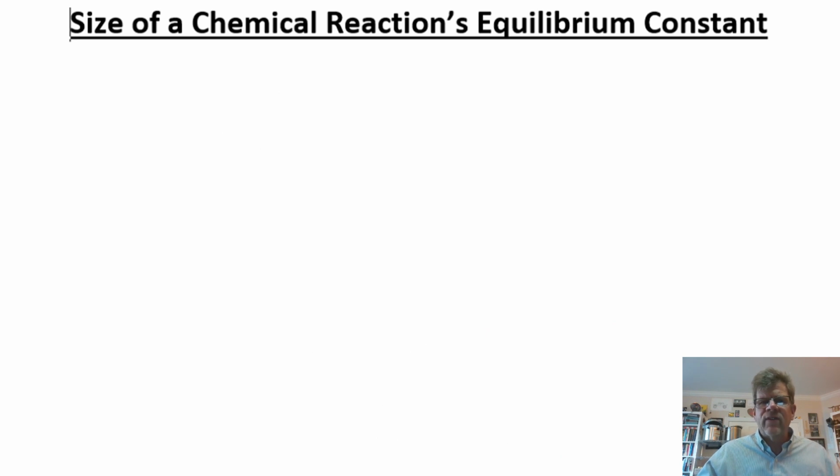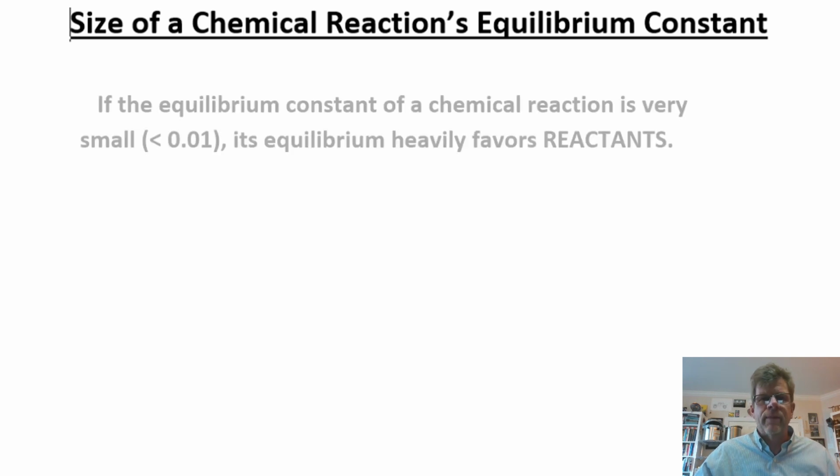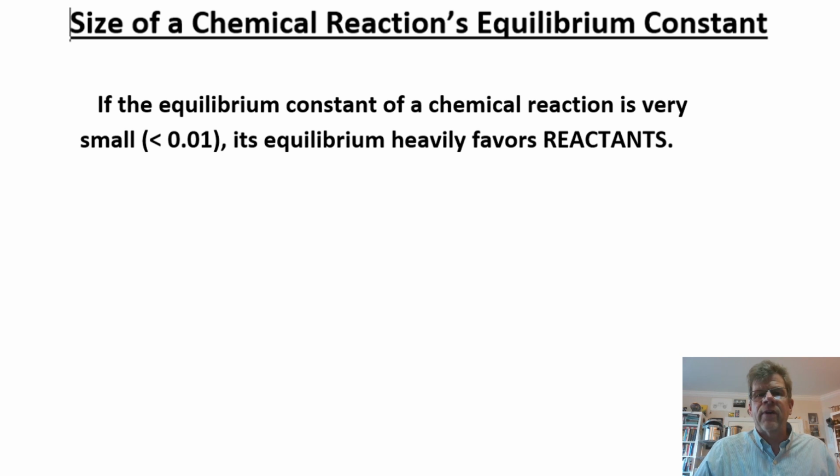So let's talk about the size of any particular chemical reaction's equilibrium constant. If an equilibrium constant of a chemical reaction is very small, and I realize small can be relative, for one person that's small, and another person says it's sort of medium size or large. So we're going to put a yardstick to it. If the equilibrium constant is very small, and I'm going to say that's less than 0.01, that's my yardstick, its equilibrium is considered to heavily favor reactants. Fair enough. We get something less than 0.01, it heavily favors reactants.